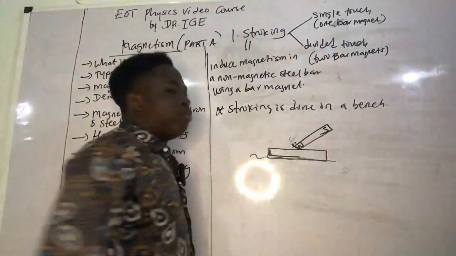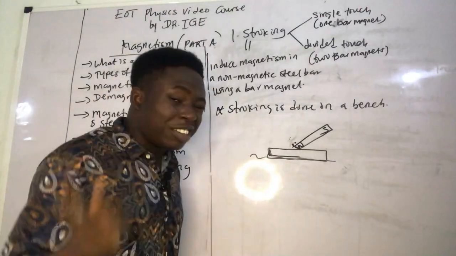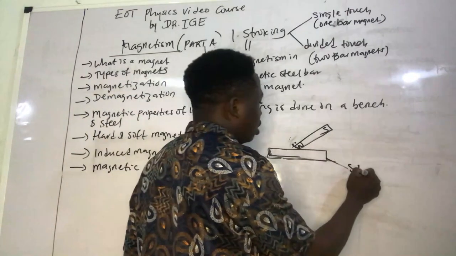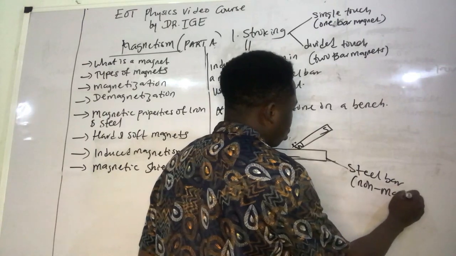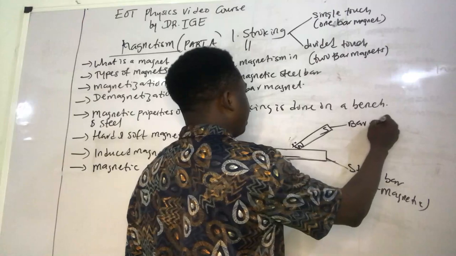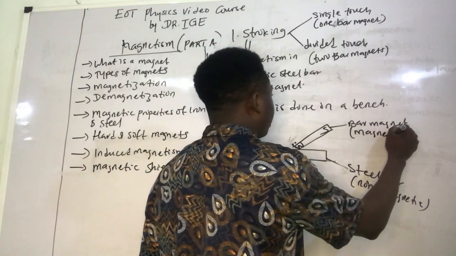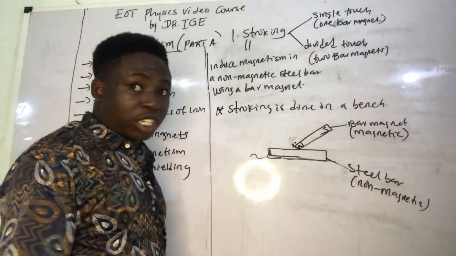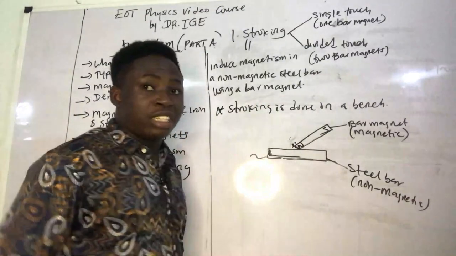And when we induce, remember I defined the magnet as the body that has both attractive and repulsive properties, right? So once we magnetize this, let me write it now. This is a steel bar, which is non-magnetic. Then this is a bar magnet, which is magnetic. So I want you to understand this concept: it is just like giving what this one does not have. Do you understand? So now when we stroke continually, gradually this steel bar is going to get magnetized.